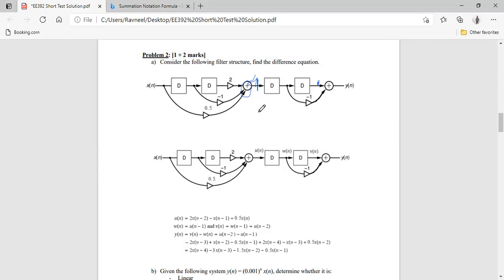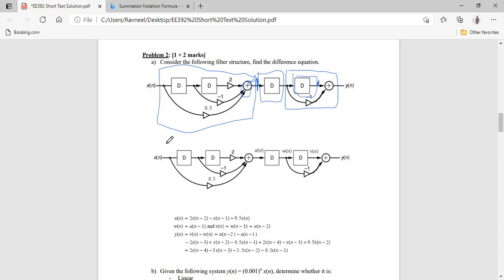Based on that, this is basically dividing the whole block into separate blocks. So we can assume that this is one system, this is one system, and this part is a whole system itself, and we can assume this as a whole system as well. So that is what is being done here.